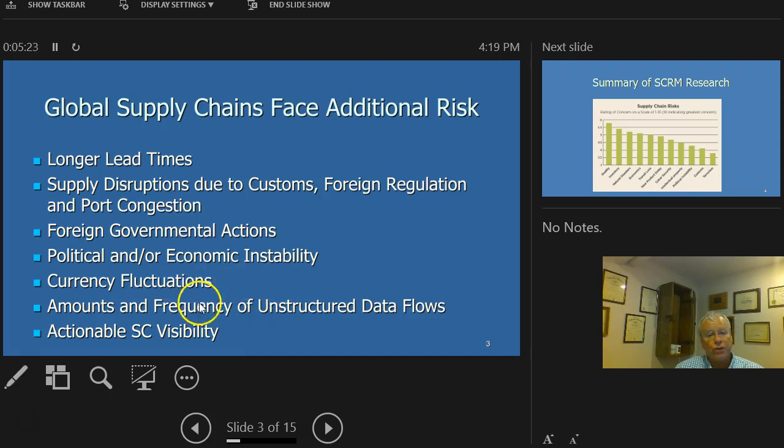We already spoke about currency fluctuations. We've spoken about unstructured data flows. The more extended your supply chain is, the more vulnerable you are to unstructured data flows. If that unstructured data flow is coming from a key supplier who's got intellectual property associated with it, or a weak cyber system security situation, then hackers could very easily find their way in through that and into your mainframe, and it'd be too late by the time that you identified that. So a good example of that, just to give you an example, is the hack a couple of years ago on Target.